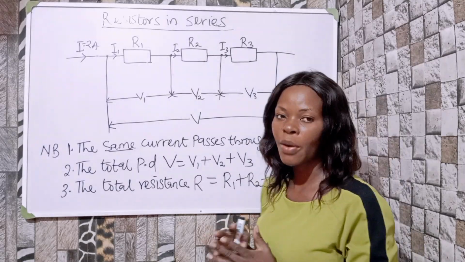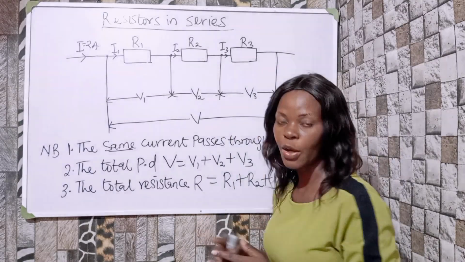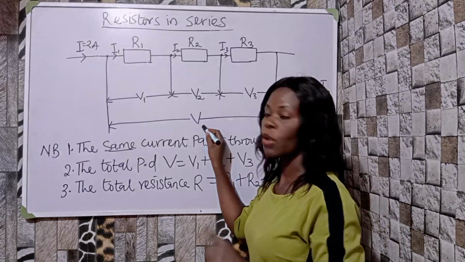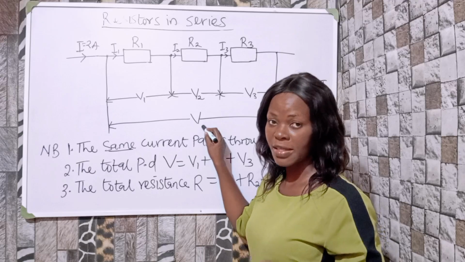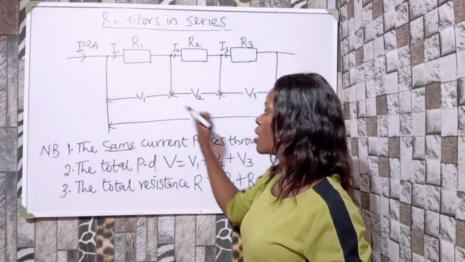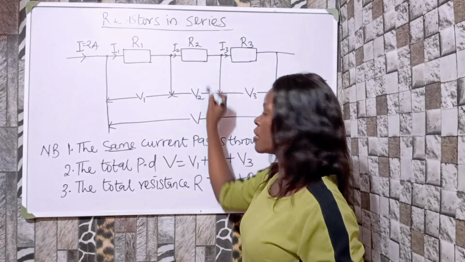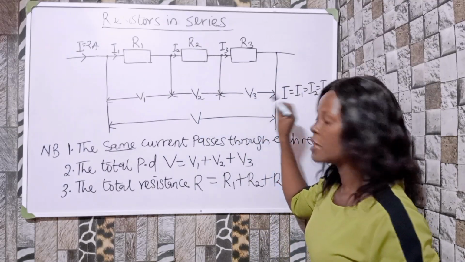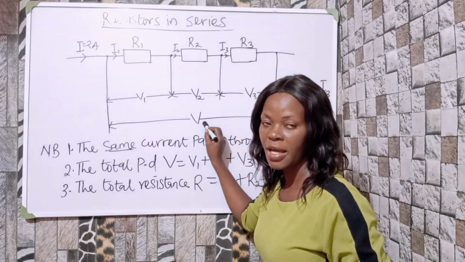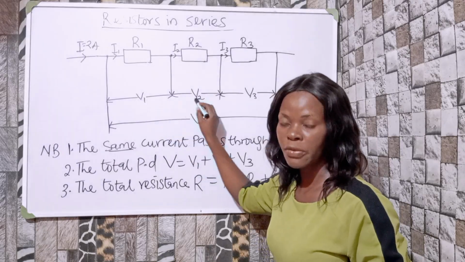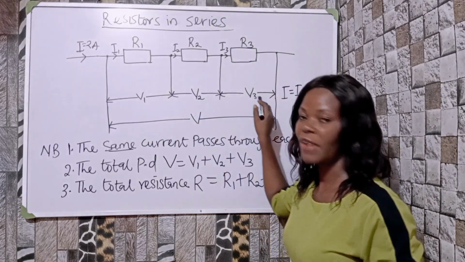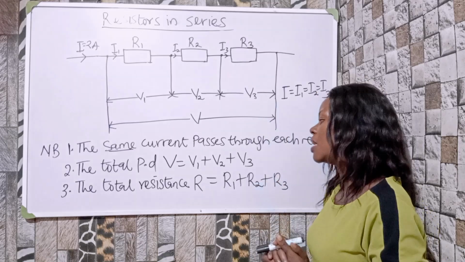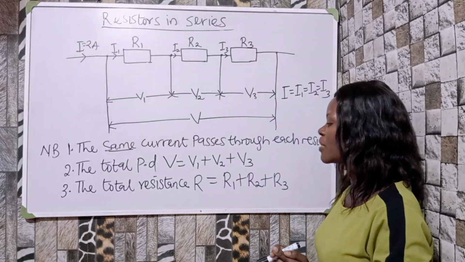For us to get the overall potential difference across them, because they are connected in series, the total effective potential difference is we add the PD here plus this one here plus this one here. Is that okay? So if you get the total PD and the PD across some of the resistors, you can find the unknown potential difference. Then the last thing we're going to look at is the total resistance.